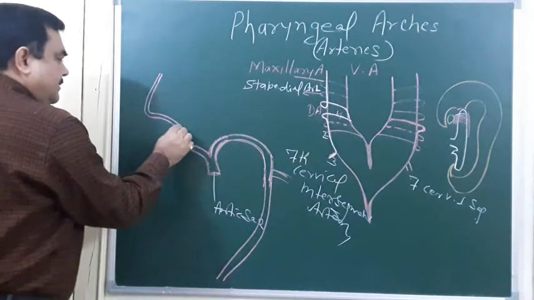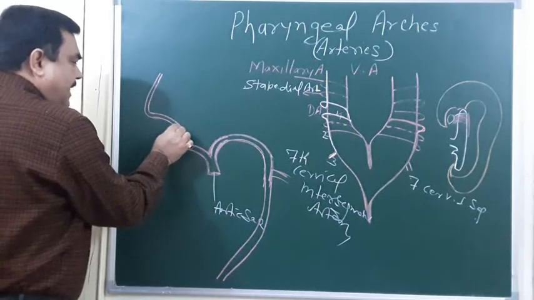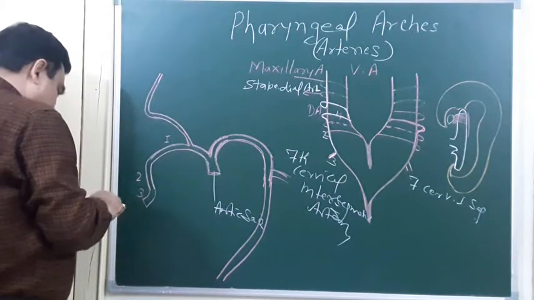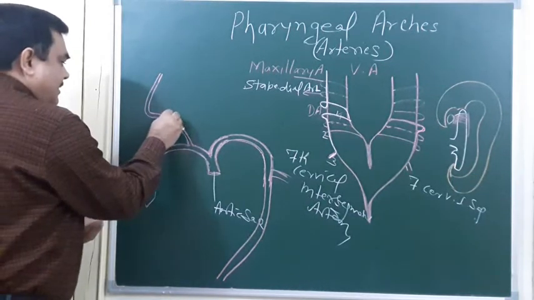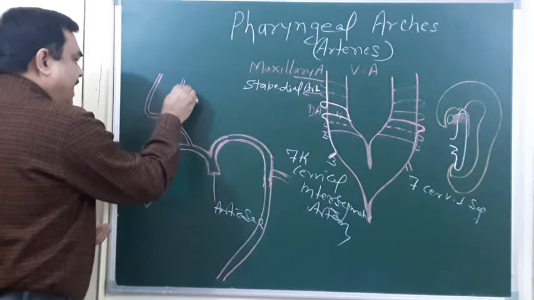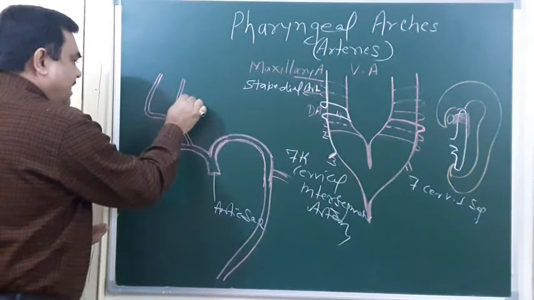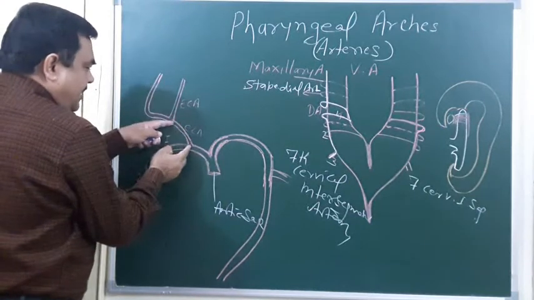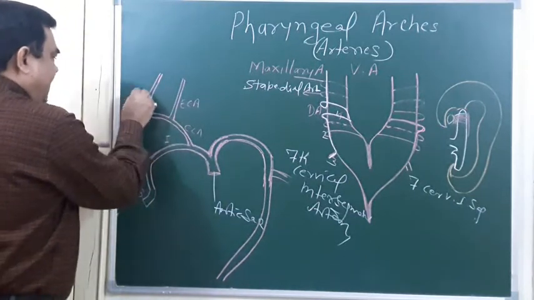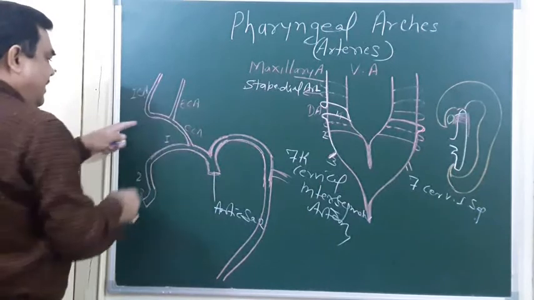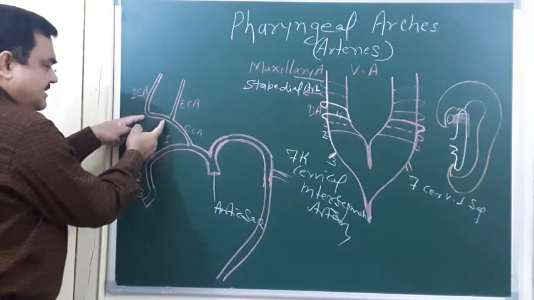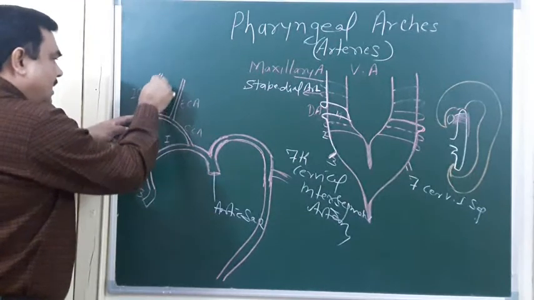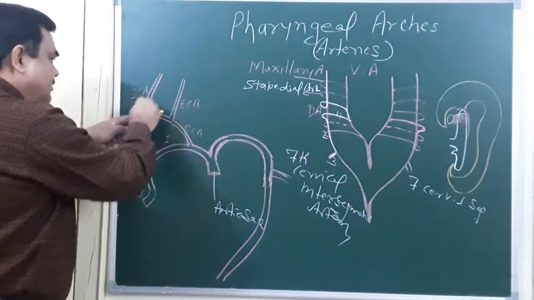So this is the common carotid, and this is the internal carotid, and here a bud arises. This forms the external carotid artery. So this is the external carotid artery. This is the common carotid artery from here to here, and this is the internal carotid artery. The internal carotid artery is formed by the distal part of the third pharyngeal arch artery and also the dorsal aorta. This is the dorsal aorta.